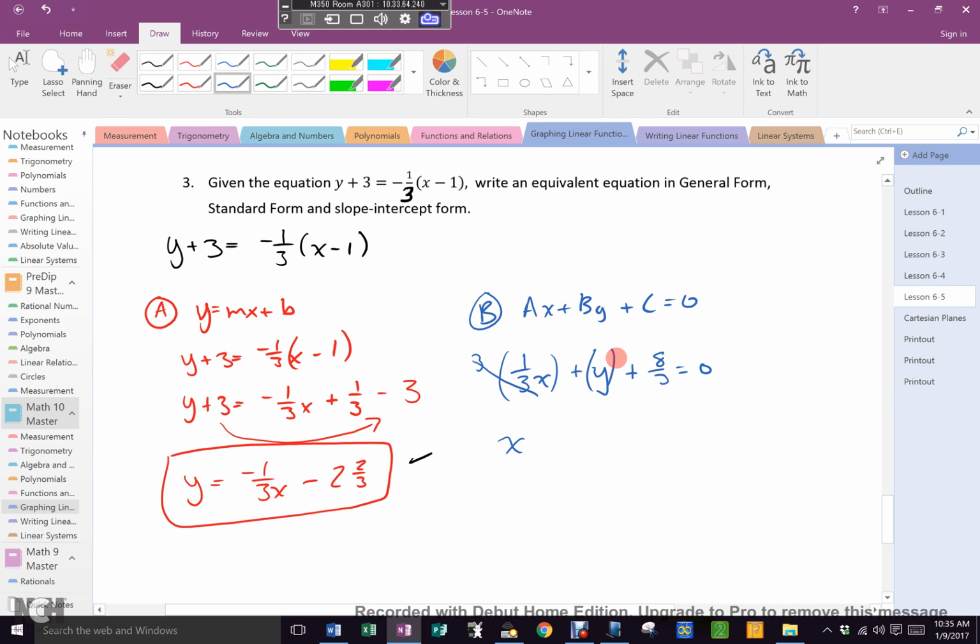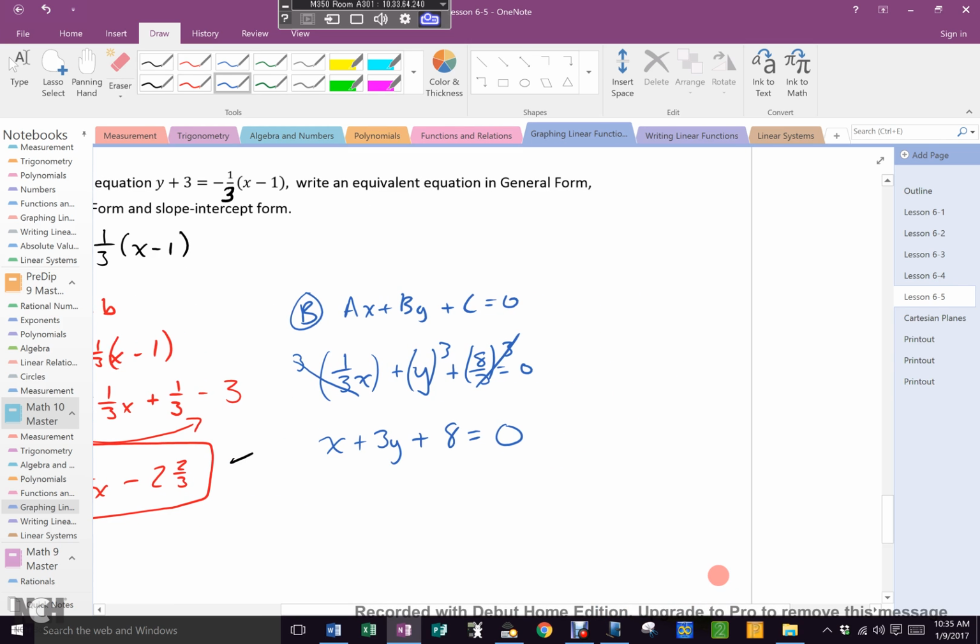Then I multiply this by 3. Plus 3y plus multiply this by 3. What happens to those 3's? Cancel, and I get 8. And what does that equal? 0. Is everybody cool with that?